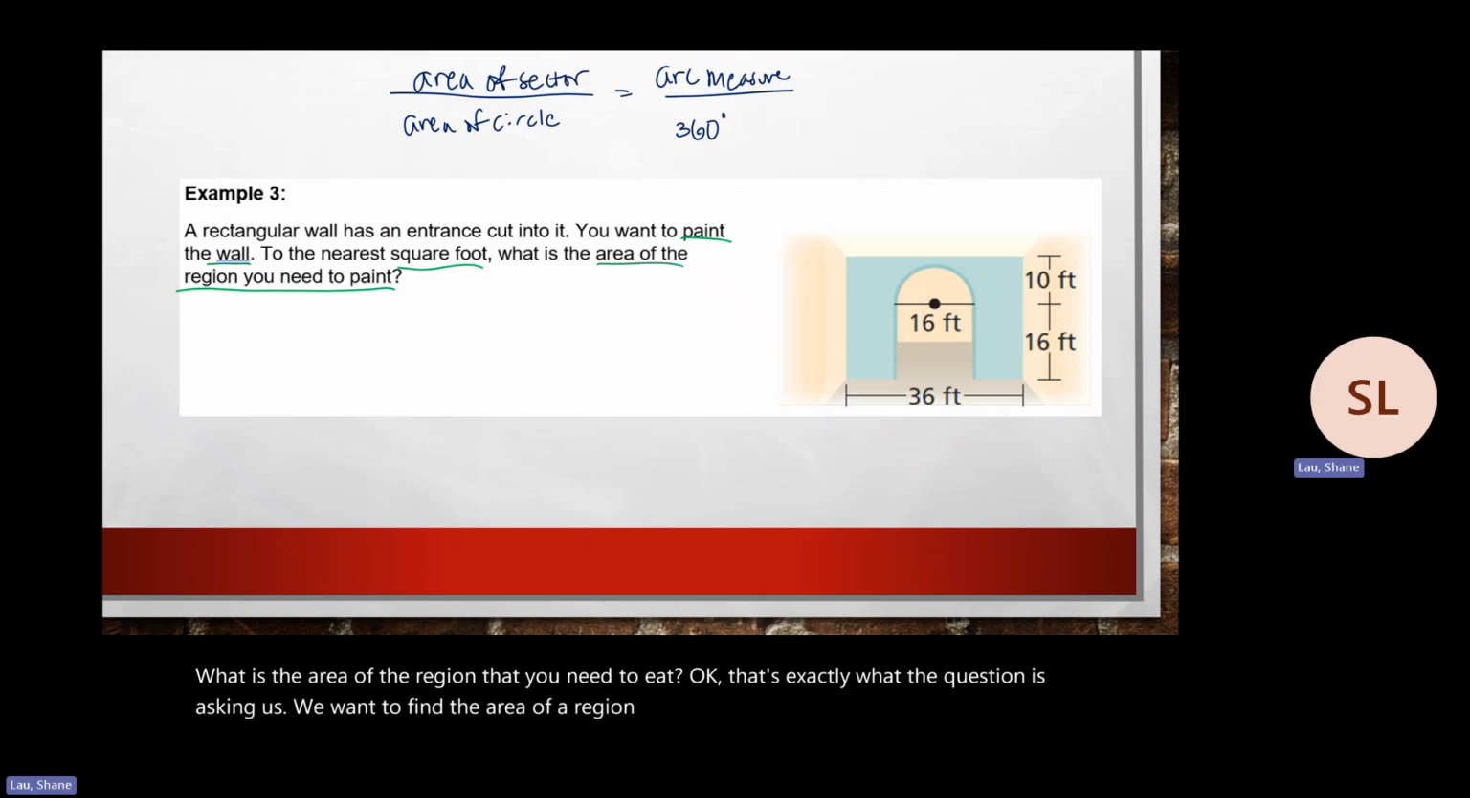If we look at our diagram, it's not very clear on your papers, but this is what we're looking at. This is what we're working with here.